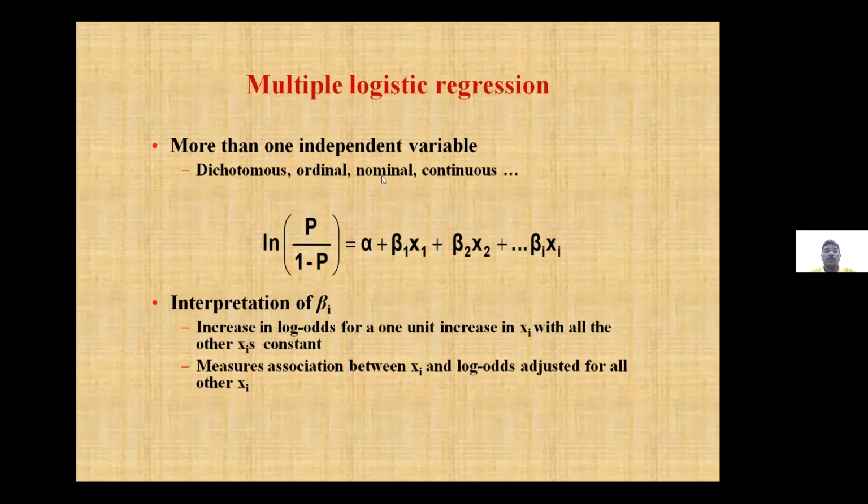Okay, more than one independent variable: dichotomous, ordinal, nominal, and continuous. Okay, one more thing is important.